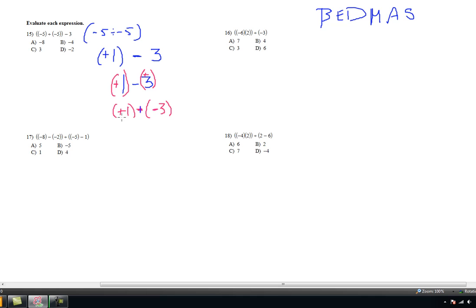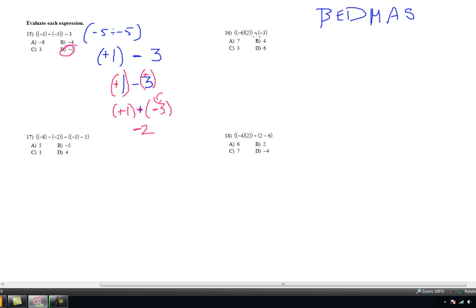So now I have +1 add by -3. Now signs are different, so you have to find the difference between 1 and 3. So 3 subtract by 1, well, that's just going to give me 2. And then you take the sign of the bigger number. The sign of the bigger number is this 3, this negative. So that's why my answer will be negative. And the answer then is D.